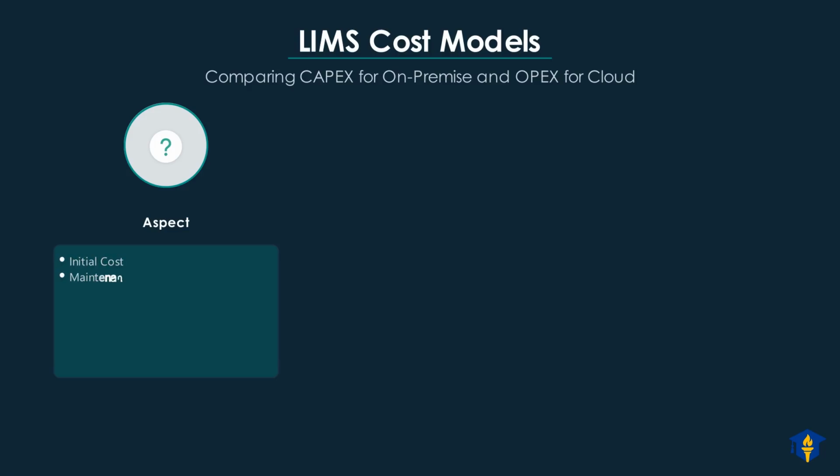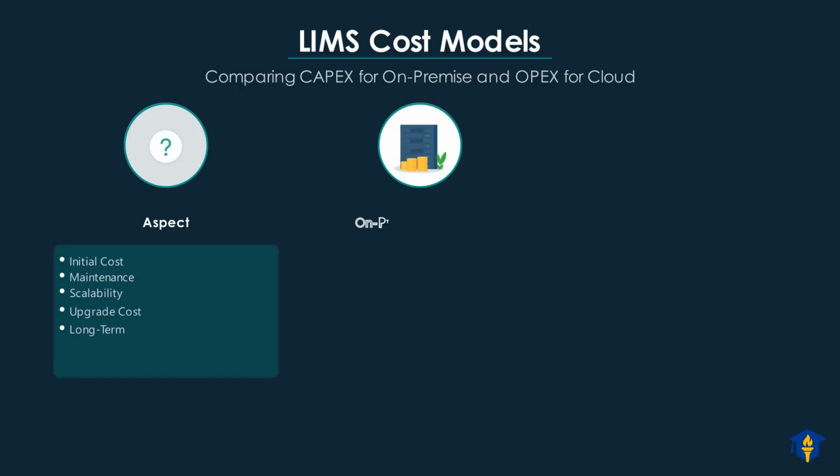Next, we look at the ongoing maintenance requirements for each deployment model. Scalability is another crucial aspect, determining how easily the system can grow with your needs. We also need to factor in the costs associated with system upgrades and updates. Finally, let's consider the long-term financial implications and total cost of ownership.